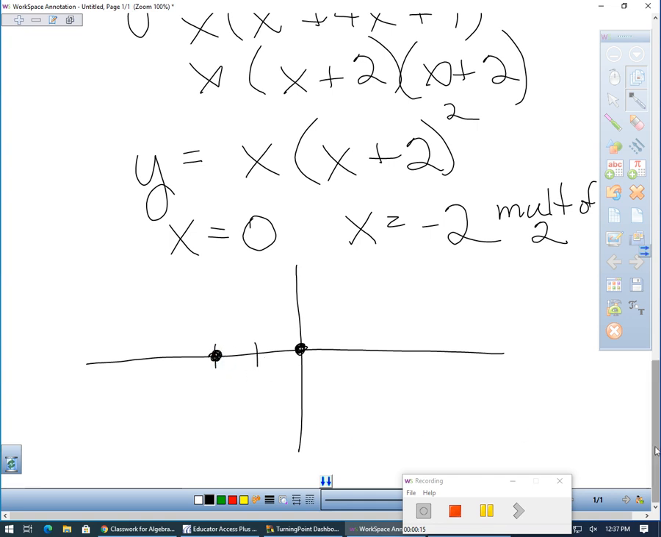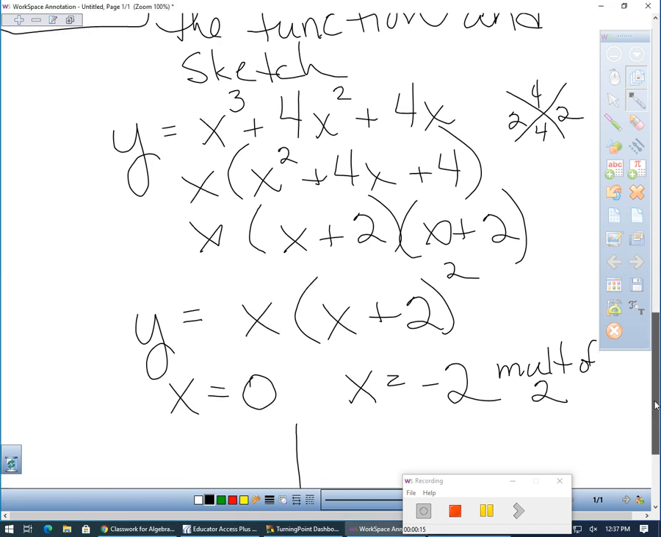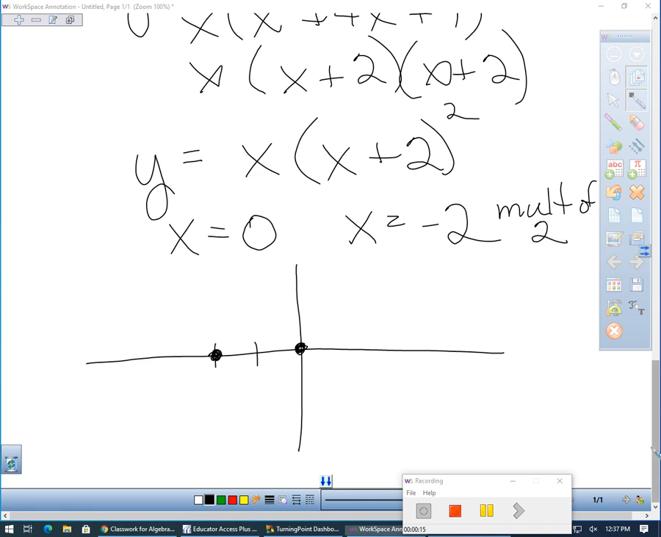Now again, is this an odd or even function? Odd. Is it positive or negative? Good. Okay. So since it's positive, the ends are going in opposite directions, right? And that means this one's going to negative infinity, and this one's going to positive infinity. Now, since there's a multiplicity of 2 at negative 2, that means this is going to bounce off there and then cross through 0. You guys remember doing this, right? Okay.